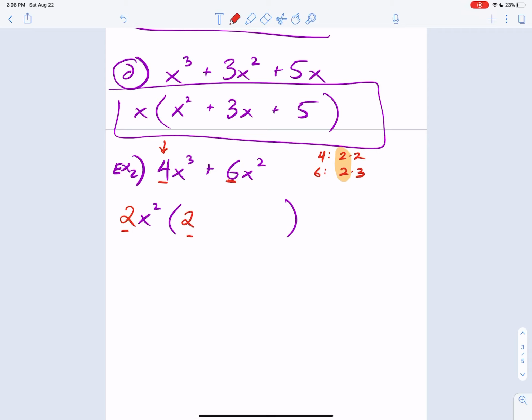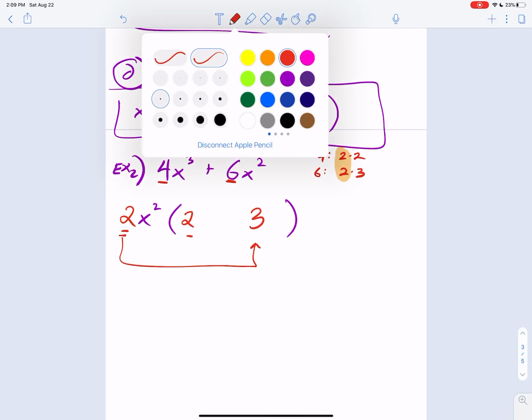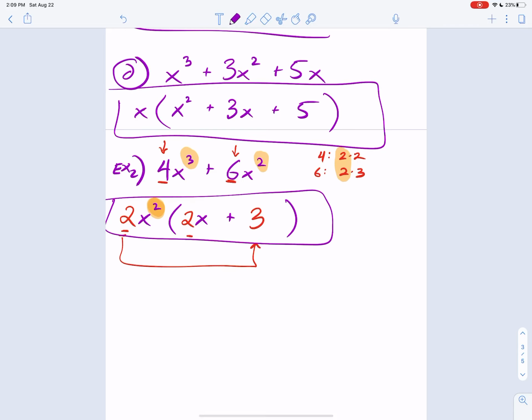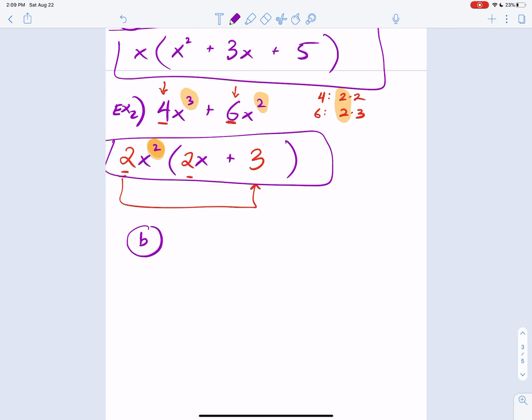2. 2 times what will give me 6? 3. All right? And then we talk about our x's here. So remember, you guys had 3 and I took out 2, so I'm only going to have 1 left over. You had 2 and I took out 2, so you're not going to have any left. So it'll just be a 2x plus 3 and that's it. A little bit weird at first, but let's keep doing some more to get you guys used to it, okay?